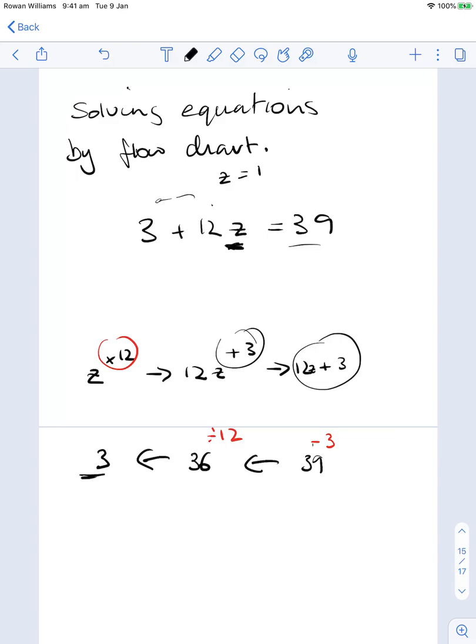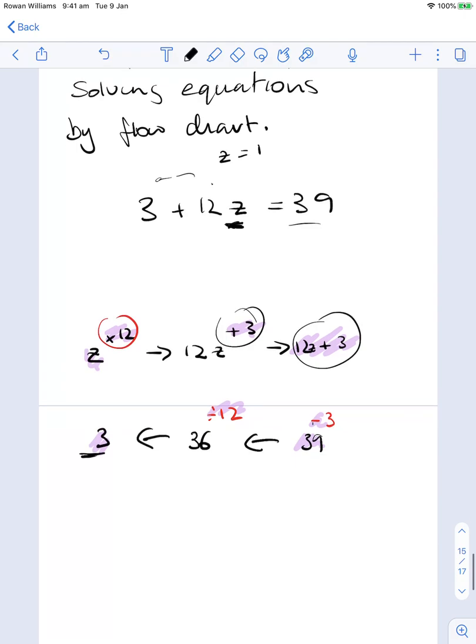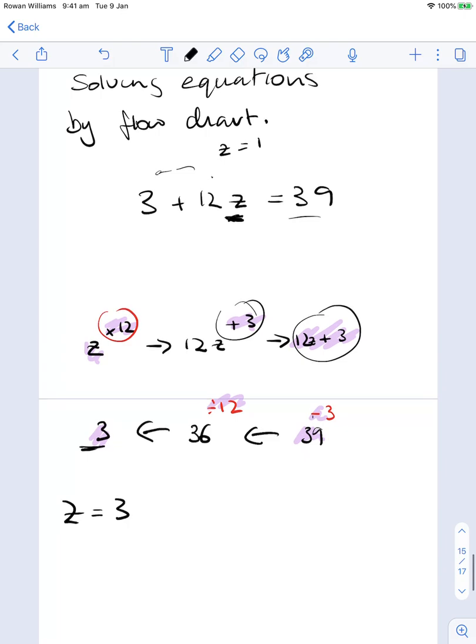Like I said over here, when I did all these things to it, I ended up with this term here, 12z plus 3, and that equaled 39. Then when I went back the other way, and did minus 3 divided by 12, I ended up with 3, which is what z equals. So this is the last step to always do. Now I've worked out that z equals 3, because I've built my number and then I've unpacked my number.